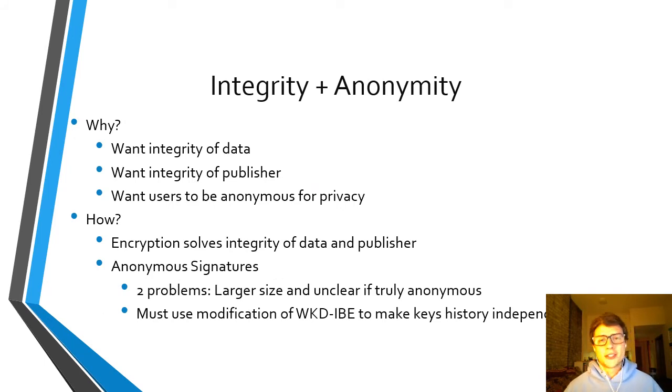So the next two big things are integrity and anonymity. We want the integrity of data, we want the integrity of the publisher, and of course we want users to be able to anonymously access their subscriptions. Integrity of data and publisher are achieved using encryption that we talked about previously, using signatures. That one's pretty simple, but because of the decentralization of the system, verifying anonymous signatures, which seems like an oxymoron, is really difficult.